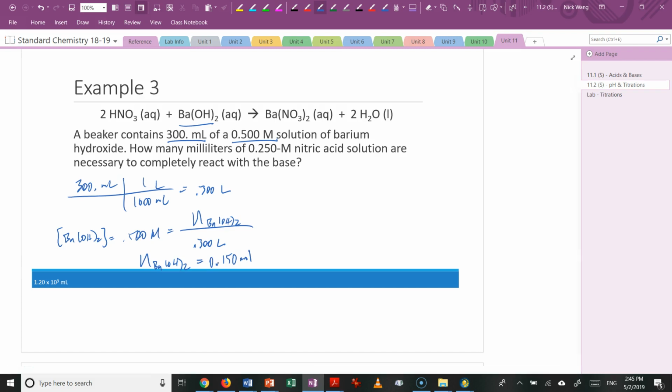Now, that's about the base, right? That's what the information is given to me about. I'm not actually being asked about the base. I've been asked about the corresponding amount of nitric acid. So let's get the corresponding amount of nitric acid that would be involved.